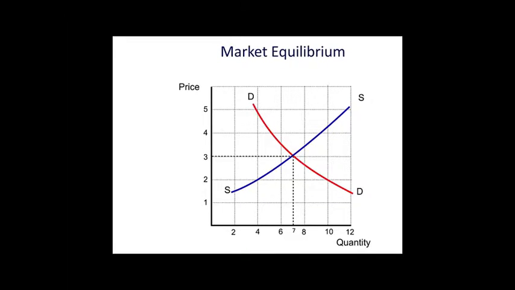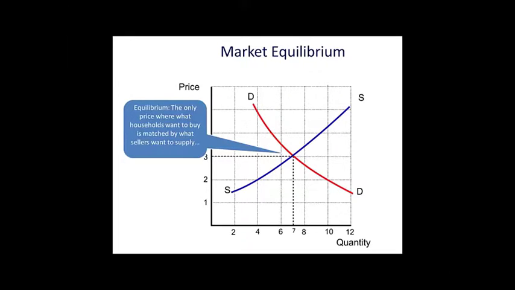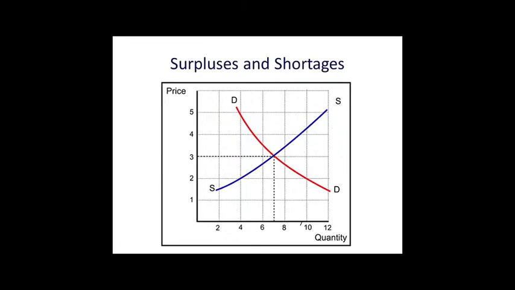We defined a market equilibrium as giving us the price and quantity at which demand equals supply. And it defines the only price where what households want to buy is matched by what sellers want to supply. That is, of course, ceteris paribus.